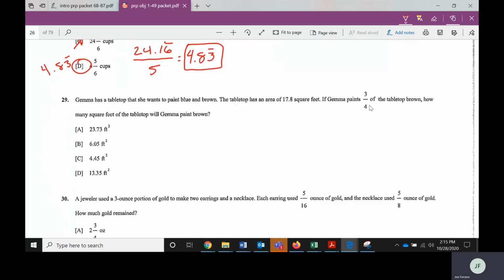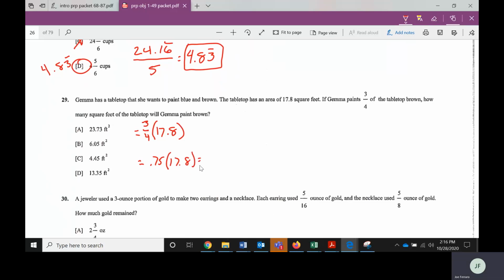So even with percents, if you use the word of the tabletop, okay, if they have a fraction or a decimal or a percent of something, you multiply. So we are taking 3/4 of, meaning multiply the total area, and that's how much is going to be brown. So now this one's nice because all the answers are written as a decimal. So let's do everything as a decimal. So 3/4. If we type 3 divided by 4, it's 0.75.